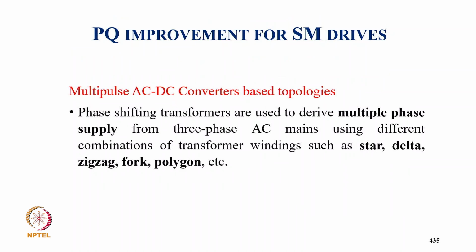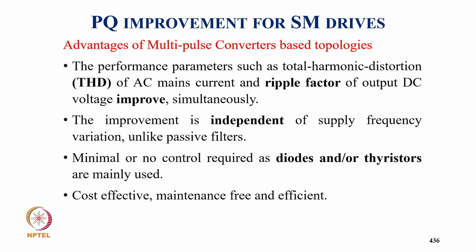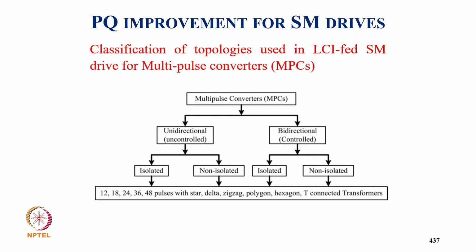Coming to multipulse AC/DC converters, phase shifting transformers are used to derive the multi-phase supply from three-phase AC mains using different combinations of transformer winding: star, delta, zigzag, or polygon, etc. The advantage of multipulse topology is that performance parameters such as total harmonic distortion of AC mains current and ripple factor of output DC voltage improve simultaneously. The improvement is independent of supply frequency variation, unlike the passive filter, and minimal or no control is required as diodes or thyristors are mainly used, and it is cost effective and maintenance free.